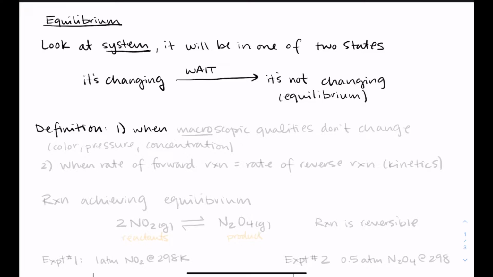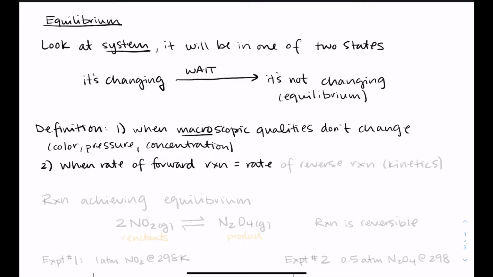So this is when macroscopic qualities don't change, and we're talking about color, pressure, concentration. Things where if one molecule of product turned back into a reactant at the same time that one molecule of reactant, or whatever a reaction looks like, turns into product, there's still some change happening, but overall the concentration wouldn't change, the color wouldn't change, the pressure wouldn't change.